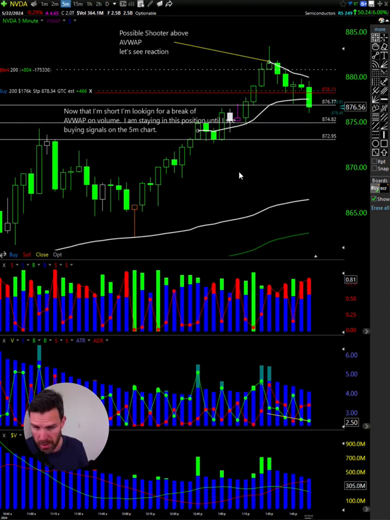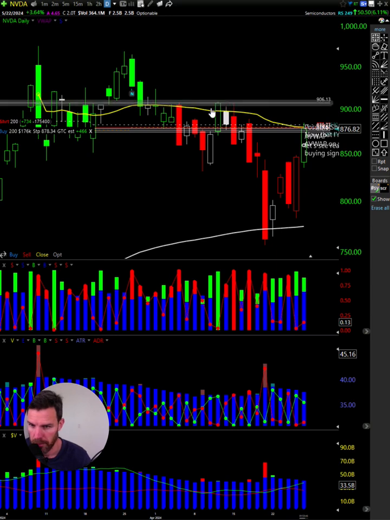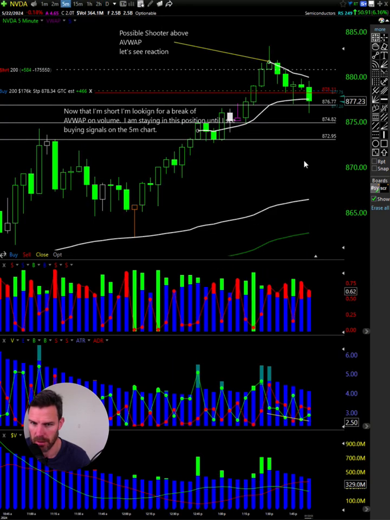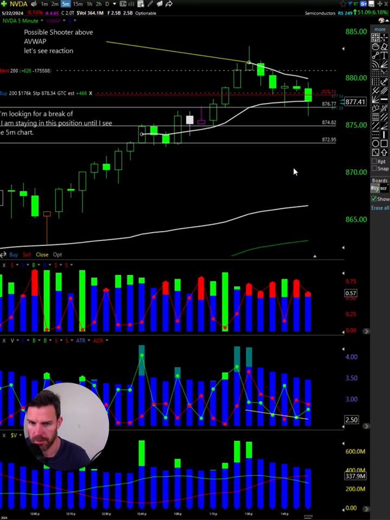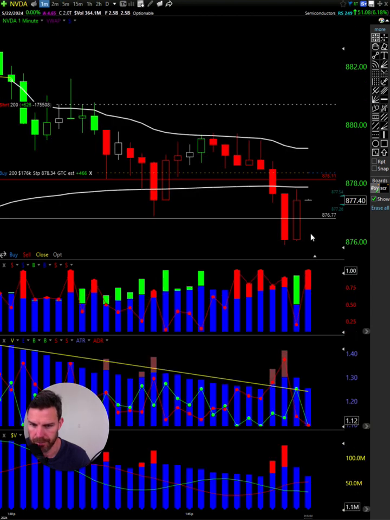I trade a lot of the pump stocks, and one of my biggest setups is when it comes up through an anchor VWAP after a big move. I look for sell signals to get in on the short side. So I'm basically applying that here to NVIDIA, and you can just see the buyer stepping in.